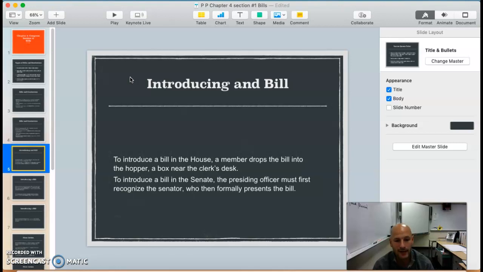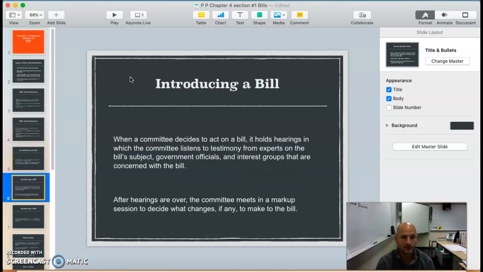To introduce a bill in the House, a member drops a bill into the hopper, a box near the clerk's desk. To introduce a bill in the Senate, the presiding officer must first recognize the senator, who then formally presents the bill to the Senate. When a committee decides to act on the bill, it holds a hearing in which it listens to testimony from experts on the bill's subject, governmental officials, and interest groups concerned with the bill. After the hearings are over, the committee meets in a markup session to decide what changes, if any, to make to the bill.